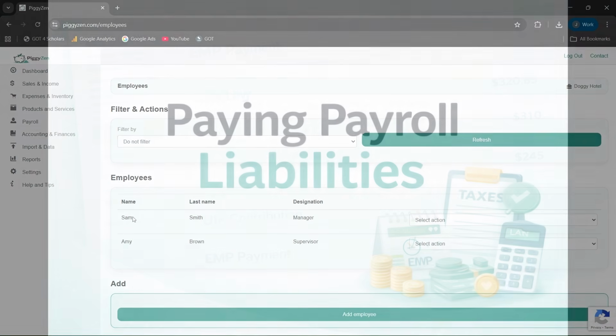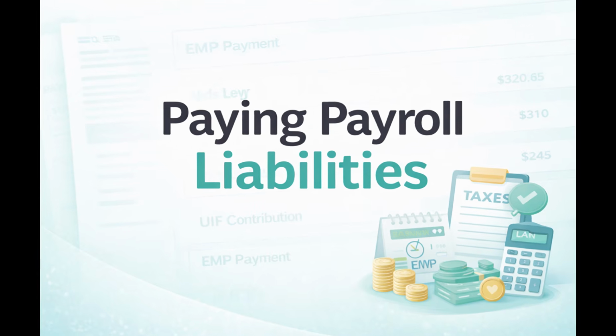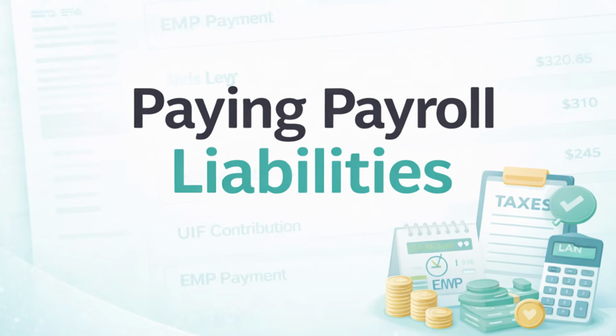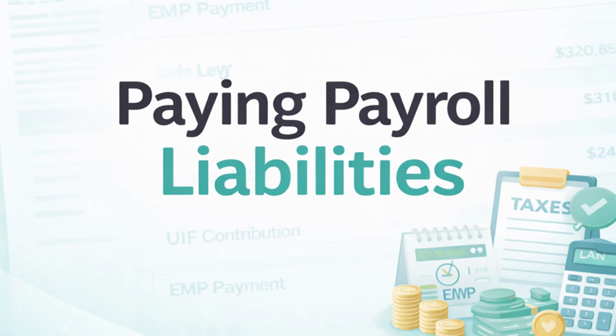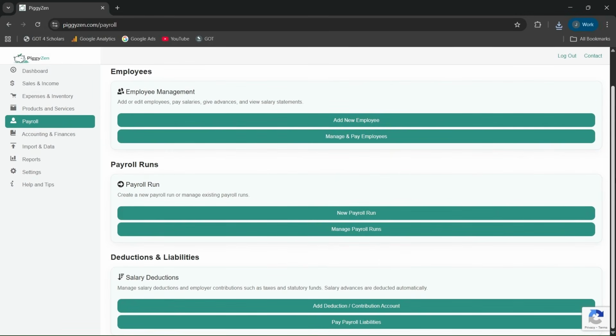Your payroll liabilities include your EMP payment. This consists of payroll taxes, deductions, and employer contributions. The same with the salary payments, you can just do the payment and then record the transaction during the bank import and reconciliation, or you can record the payment the same time you do it.